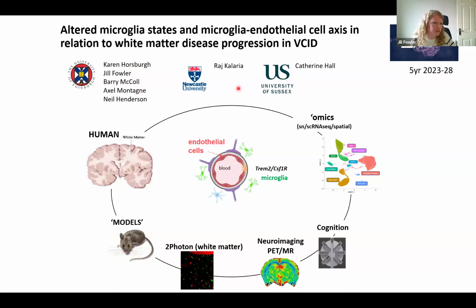So this work will involve continuing on some of the single nuclear sequencing from the CogFast cohort. And with Catherine Hall and Yuri Kudelka, they'll be using some really cool multiphoton imaging to image microglia longitudinally in white matter. So we're using a number of really cutting edge techniques, including some spatial and the single cell nuclear techniques I've been describing, as well as cognition using a novel PET ligand.